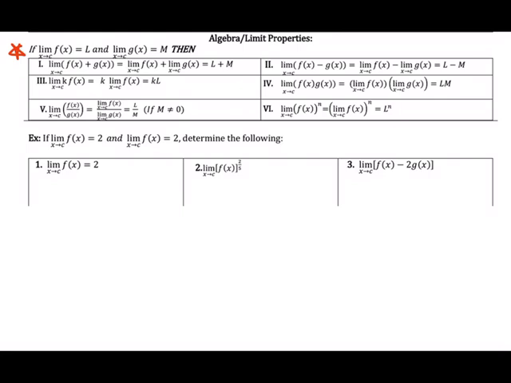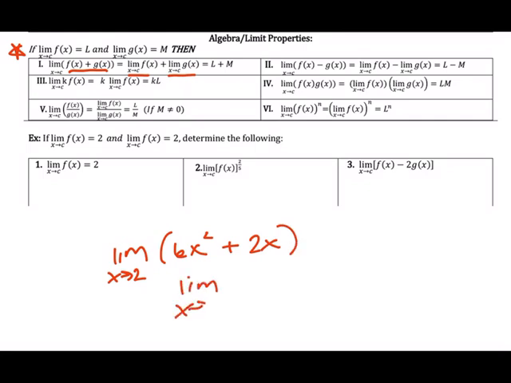So the first property says basically that if we're taking the limit of 2 functions that are being added together, we could look at their limits as 2 separate pieces. So if I had the limit as x approaches 2 of 6x squared plus 2x, I could actually look at this as 2 separate limits, the limit as x approaches 2 of 6x squared, and the limit as x approaches 2 of 2x. Now, in this circumstance that I just created, it would not necessarily make sense or make this problem any easier to separate it, but there are other circumstances where separating it could actually help us out.